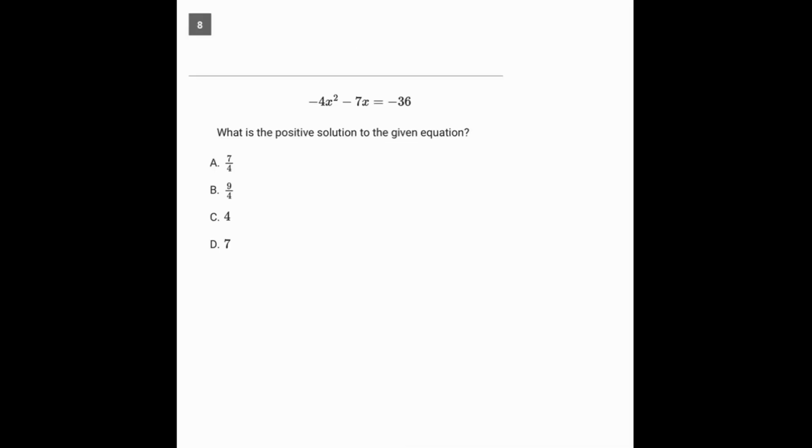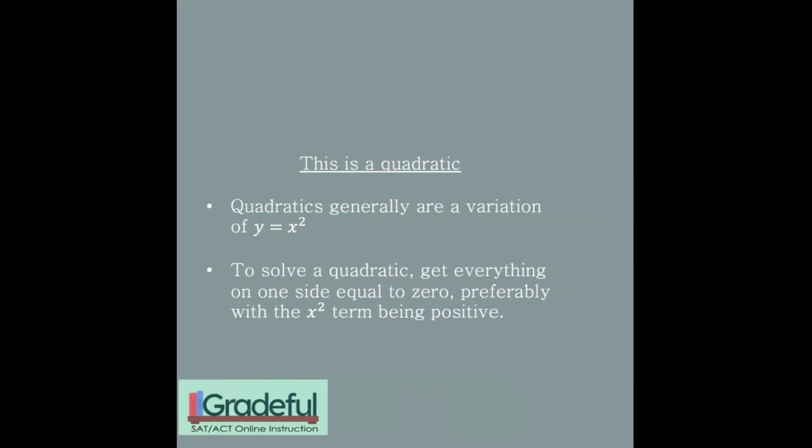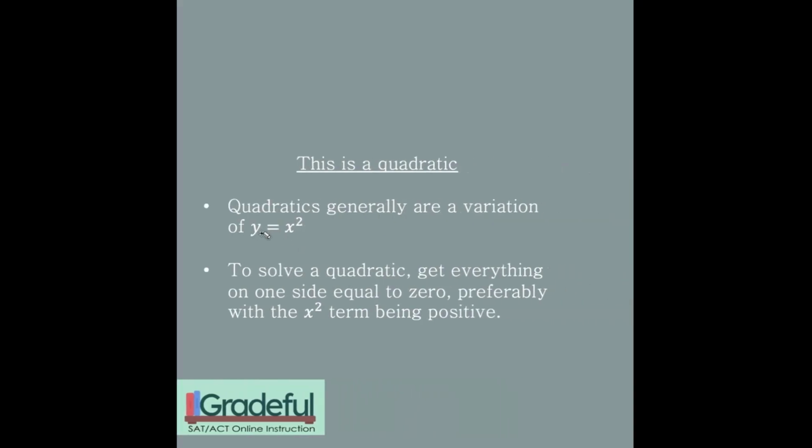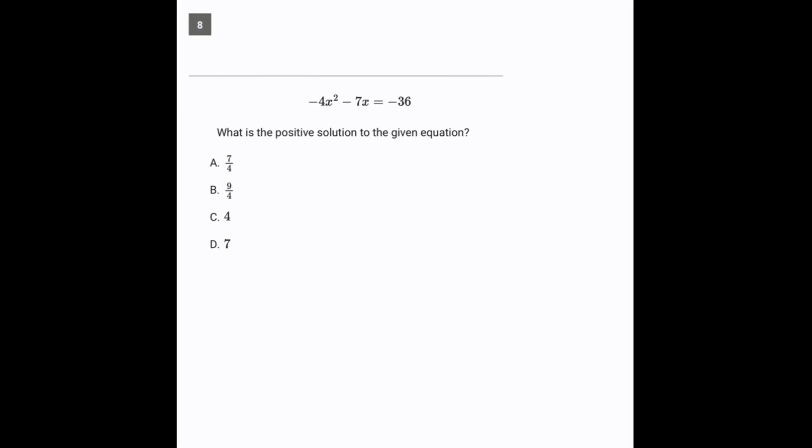Going over to question number 8, here we have a quadratic situation. How do we know it's a quadratic? Because it's a variation of y equals x squared. Once you realize it's a quadratic, that's your reminder to get everything on one side equal to 0, preferably with the x squared term being positive. For us, that's going to mean adding 4x squared to both sides and adding 7x. So if we do that, we'll have 4x squared plus 7x minus 36 equals 0.